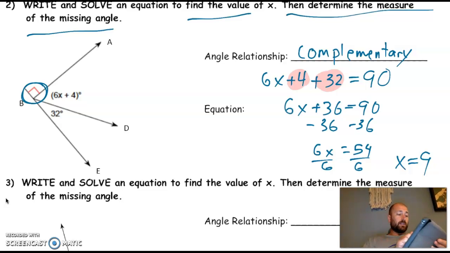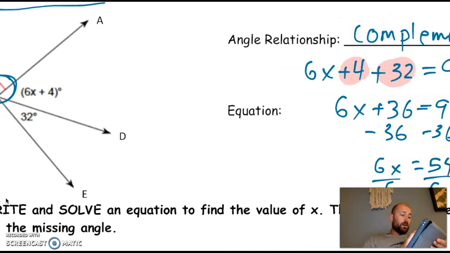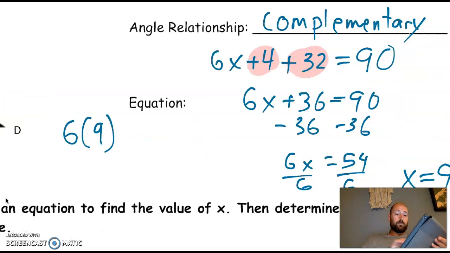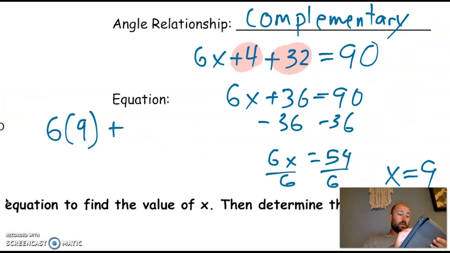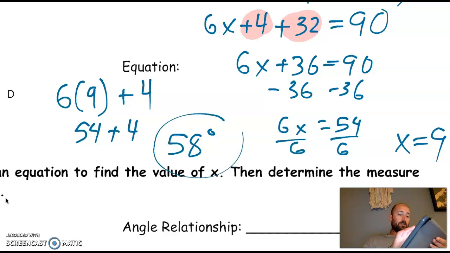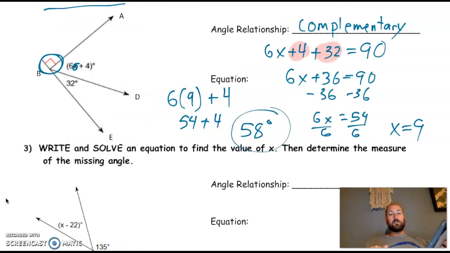So I'm going to take x and plug it right into that x next to the 6 to get my angle. So 6 times 9 plus 4. 6 times 9 is 54 plus 4. That angle is 58 degrees. So the measure of that angle is 58 degrees. Is that right? Yeah, because 58 plus 32 is 90.